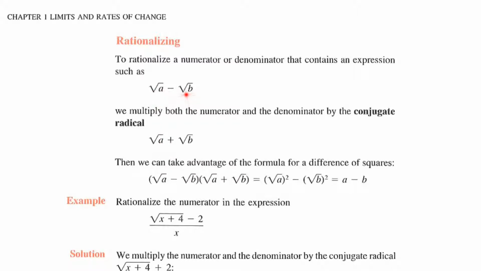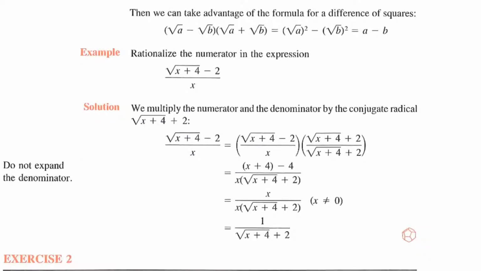The conjugate of square root of a minus square root of b is square root of a plus square root of b. And if we multiply these two, we get a - b using the difference of squares. Example, rationalize the numerator of (square root of (x + 4) - 2) over x. The conjugate of square root of (x + 4) - 2 is square root of (x + 4) + 2.